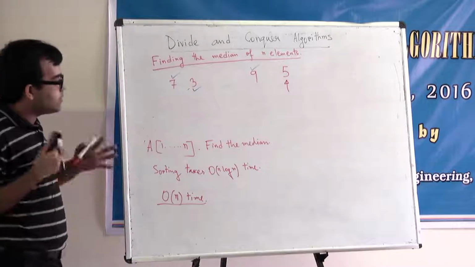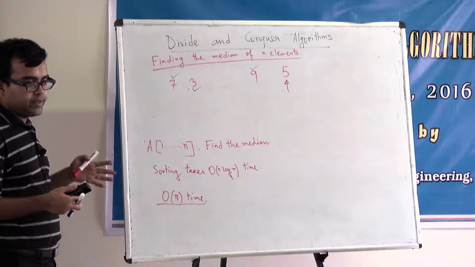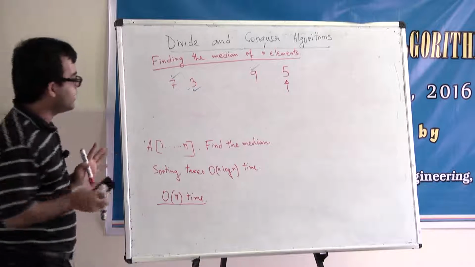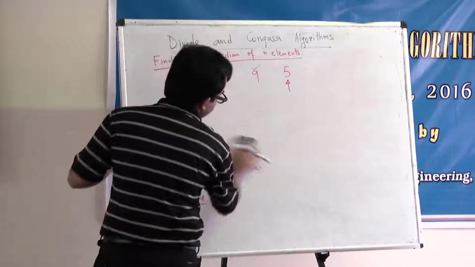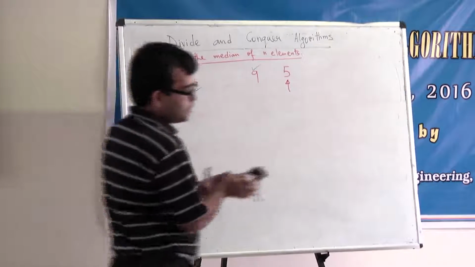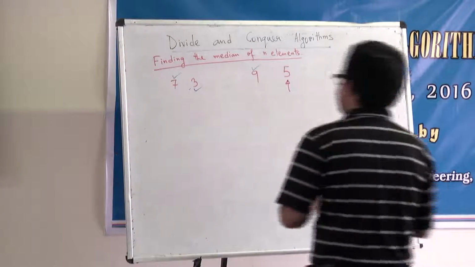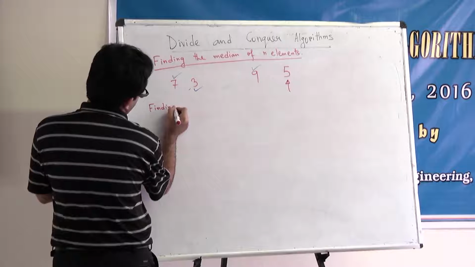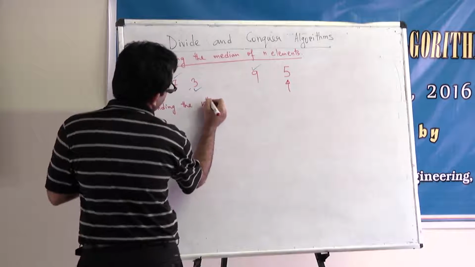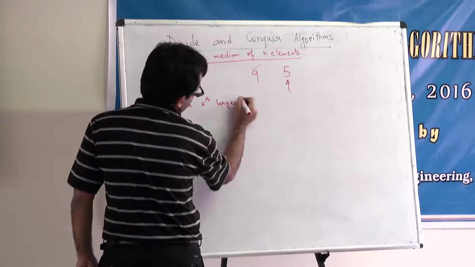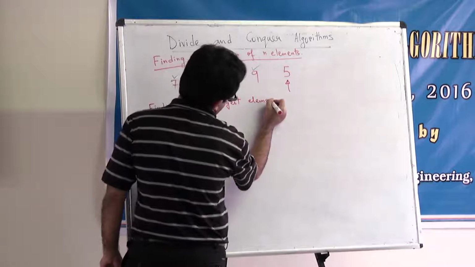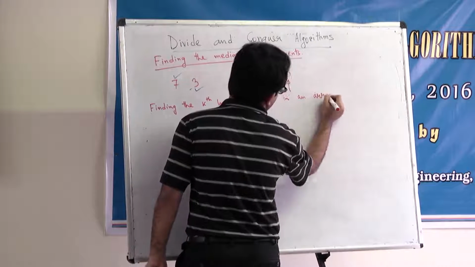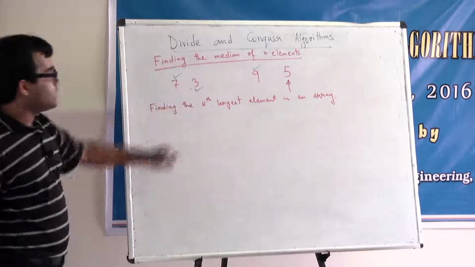Sometimes it's easier to think of a more general problem and solve it, and then see that the problem we were looking for is actually a special case. That's what we are going to do now. Instead of focusing on the median, I will focus on a slightly more general problem, finding the kth largest element in an array. So k can be anything.